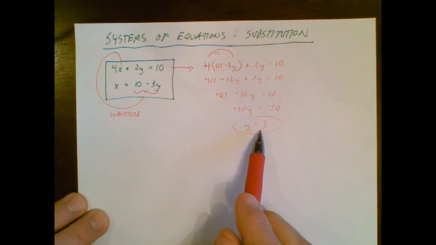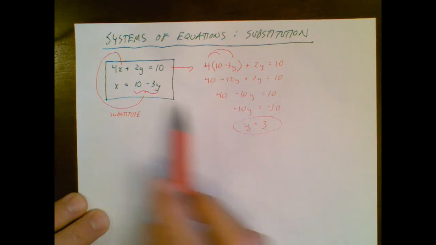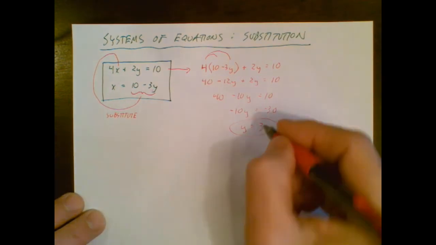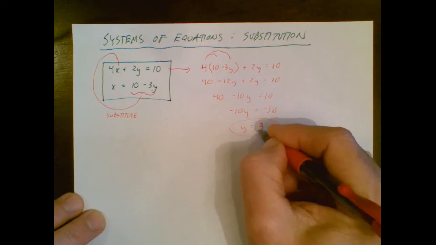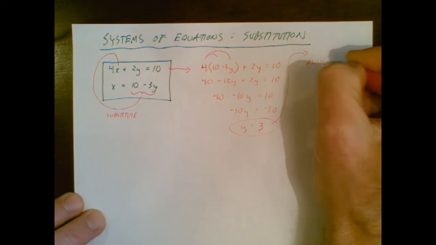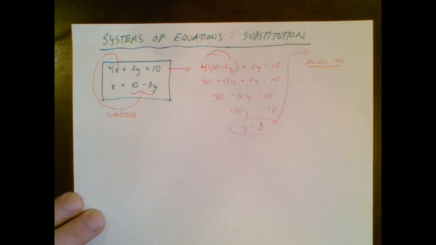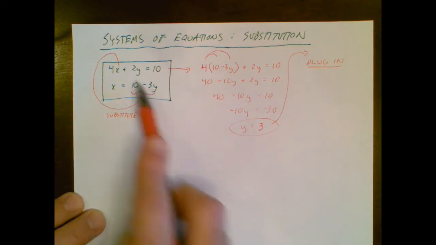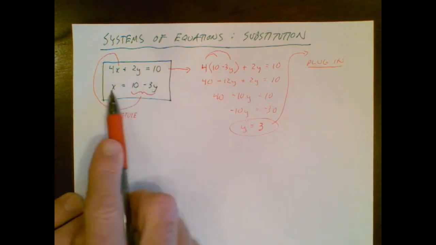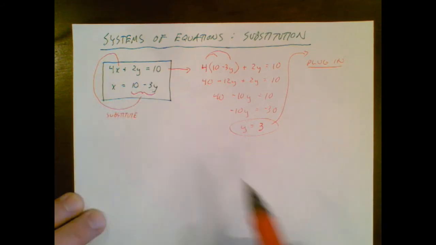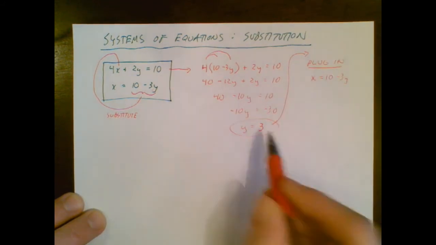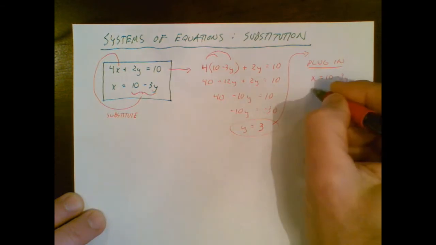Now from there, I need to figure out an answer for x, because remember, a solution to a system of equations has both x and y. So what I will almost always do is after I get an answer for y, I'll do what I call the plug-in. For the plug-in, I take my answer for y, and I choose whatever equation looks like the easiest to work with. I could choose this one, or I could choose this one. This one looks easier to work with. So I take that equation and I write it down, and then I plug in my y equals 3.